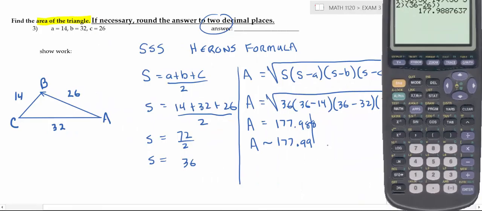Then you want to put that the units are squared. So you've got squared units. So your answer is 177.99 squared units. Okay, so that's Heron's formula. Real simple to remember how to do that. That's how you find the area of a triangle if you have a side-side-side case.